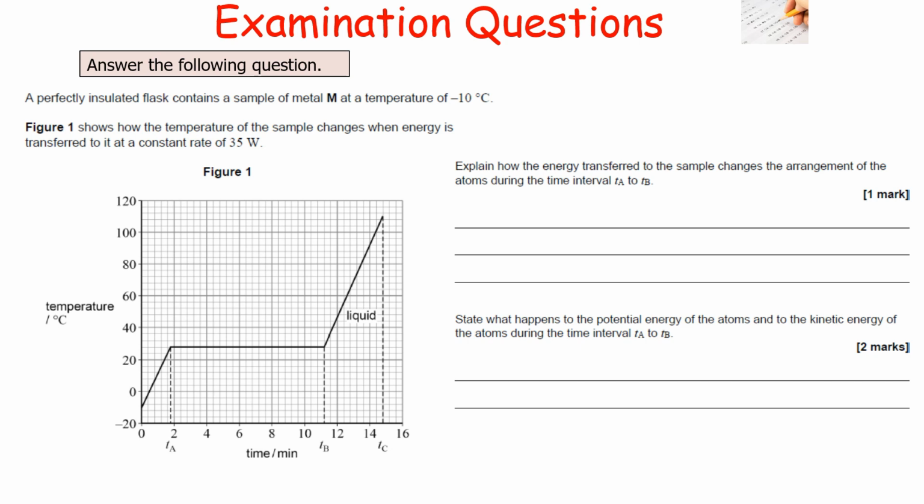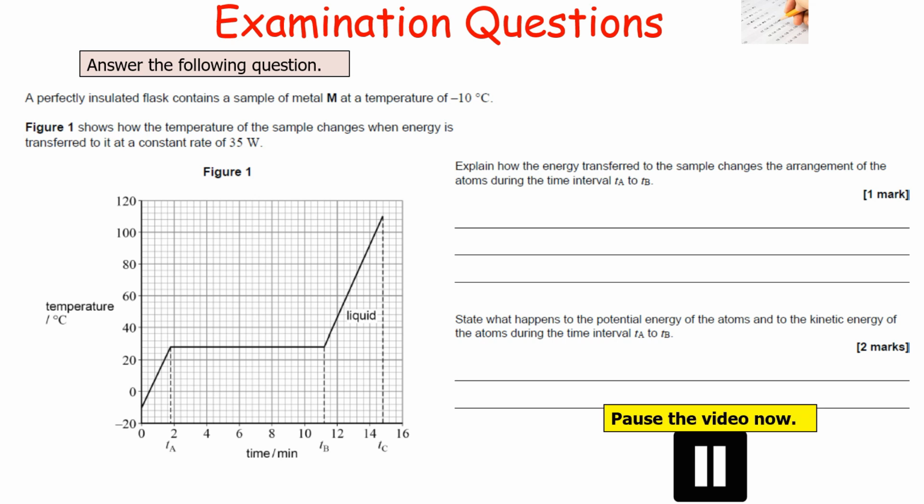Next question. A perfectly insulated flask contains a sample of metal M at a temperature of minus 10 degrees Celsius. Figure 1 shows how the temperature of the sample changes when energy is transferred to it at a constant rate of 35 watts. Firstly, explain how the energy transferred to the sample changes the arrangement of the atoms during the time interval TA to TB. Then state what happens to the potential energy of the atoms and to the kinetic energy of the atoms during the time interval A to B. Pause the video now, then unpause the video when you want to go through your answer.